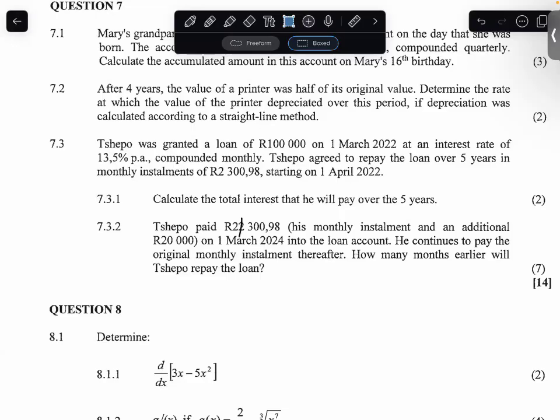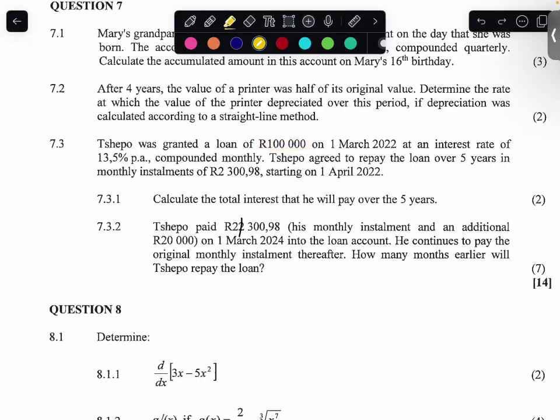So he started a month after the loan was granted, which means that there was that 1 month's grace, obviously, right? And so there's no delayed payment. That's when he's supposed to start paying. Calculate the total interest that he will pay over the 5 years. So to get the total amount of interest paid, you need to calculate how much he paid in total and subtract the original loan amount.